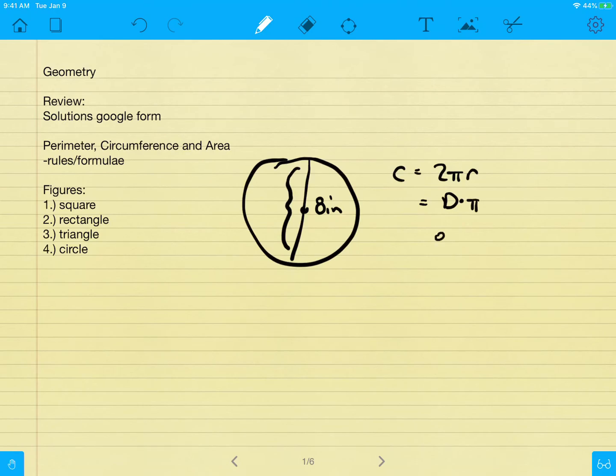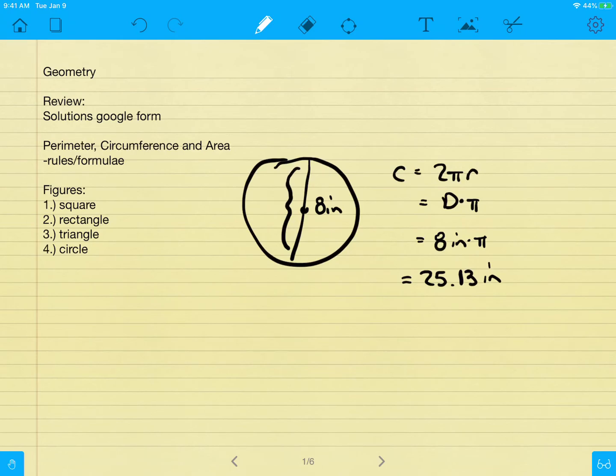So in my case, I'm taking 8 inches times pi. That's the best way I can do it. Diameter times pi. So 8 times pi on a calculator, I'm getting 25.13 inches. Again, I use the pi button, but it should be around 25 or 24-ish.